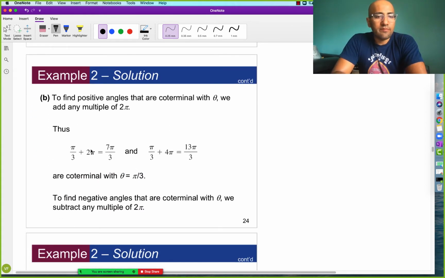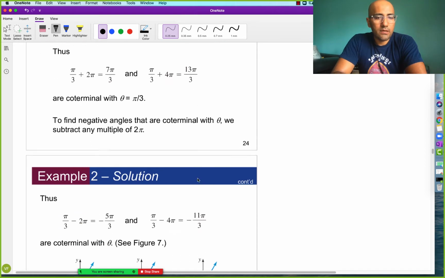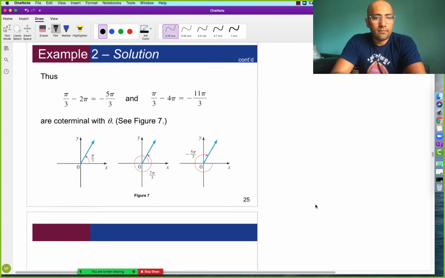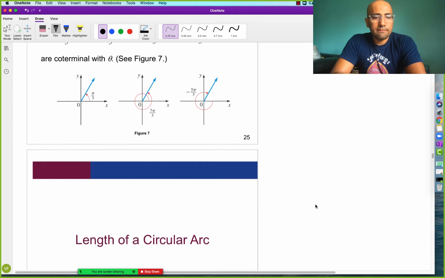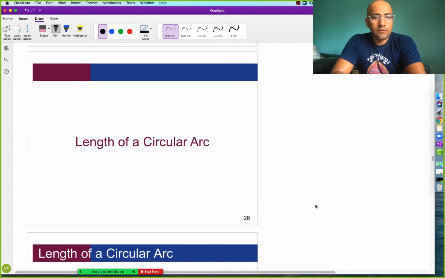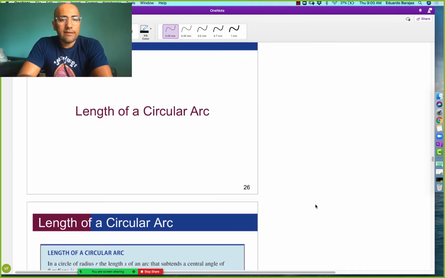Same thing with the radians. You get to add multiples of pi's. So this is the same ones we came up with, I think. And then some better pictures. Pi over 3 looks like this. And then if we go all the way around one time, we end up with 7 pi over 3. We can also go in the other direction and come up with negative 5 pi over 3. You can add another multiple after that and get negative 11 pi over 3. Fairly easy, right? Questions? No? Okay, lengths of a circular arc.